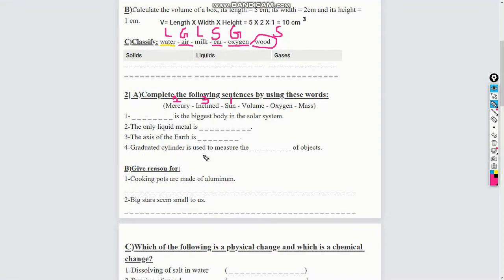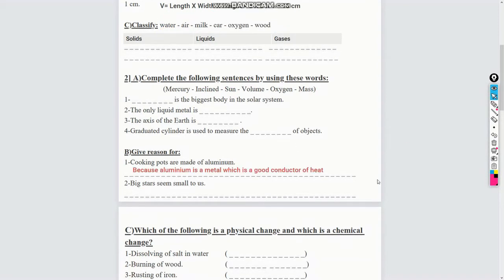The graduated cylinder is used to measure the what of objects? Yes, it's volume. Give reason 4. Cooking pots are made of aluminium. I wonder why would they make cooking pots out of aluminium? Because aluminium is a metal which is a good conductor of heat.